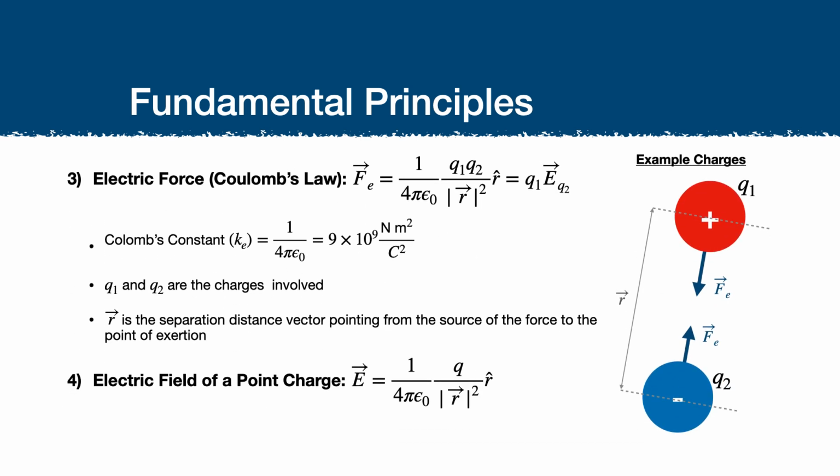Also in this lab, I will be using Coulomb's law and the electric field formula for a single point charge. Coulomb's law says that the electric force between two charged particles is equal to 1 over 4 pi epsilon 0 times the first charge times the second charge divided by the distance between the two charges squared times the directional unit vector that points from the source charge to the charge that the force is applied to. This is also equal to the first charge times the electric field of the second charge, where the electric field of a point charge is the same as that of the electric force formula, except that there is only one charge in the numerator.